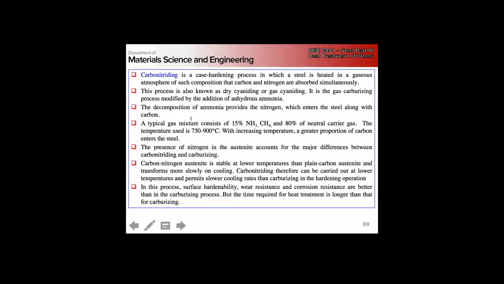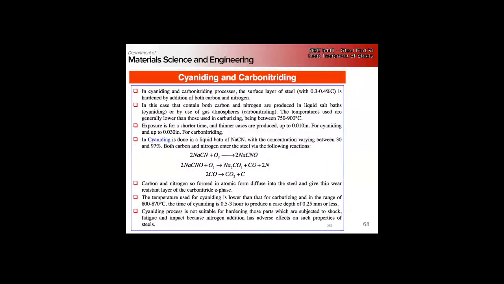Carbonitriding is basically the same thing. It's sometimes called dry cyaniding or gas cyaniding, right? But what you're doing is, instead of a liquid bath, you're doing it in a gaseous atmosphere. And the main thing is you get hardenability because you've got increased interstitial concentration, wear resistance, and some benefit to corrosion resistance, right? Okay. So one point I need to make here.